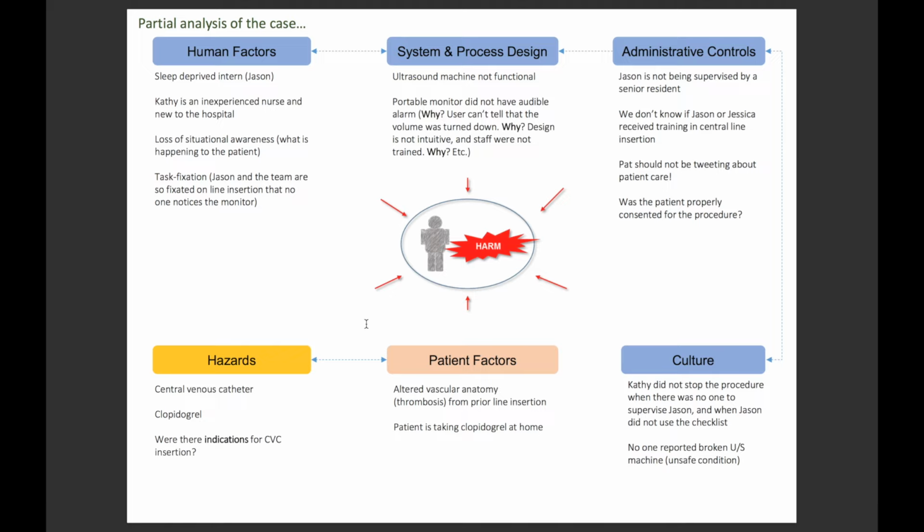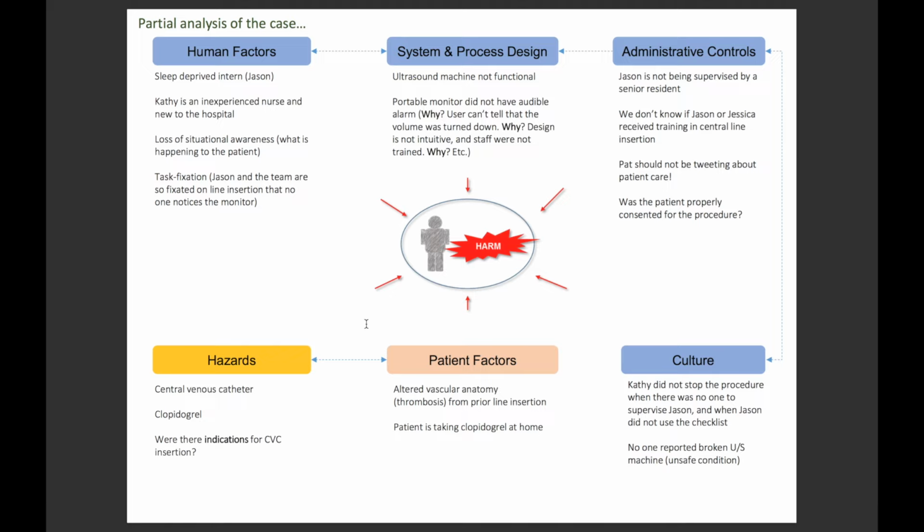It's going to get down to some process or procedure of how ultrasound machines are checked. The monitor didn't have audible tones. Why was it turned down? And why did it need to be turned down? You ask why 5 times, you can often get to the bottom of this. Administrative controls: Jason wasn't being supervised. We don't know if they received training.